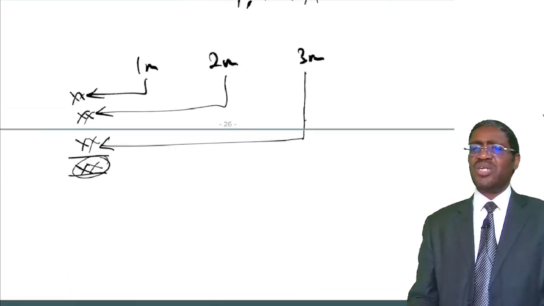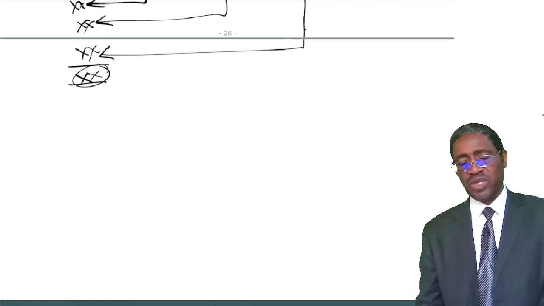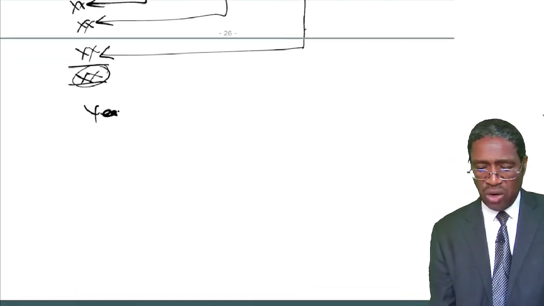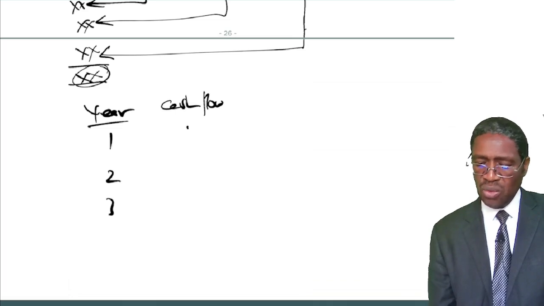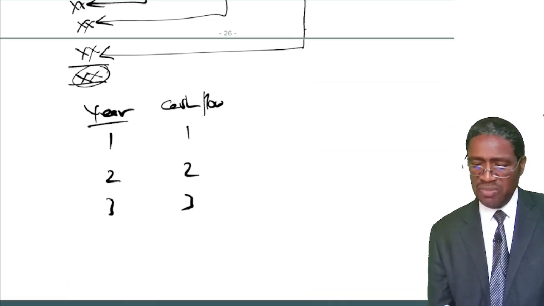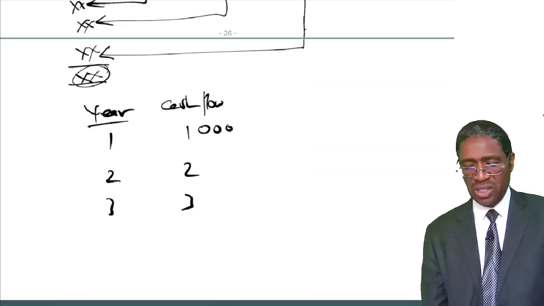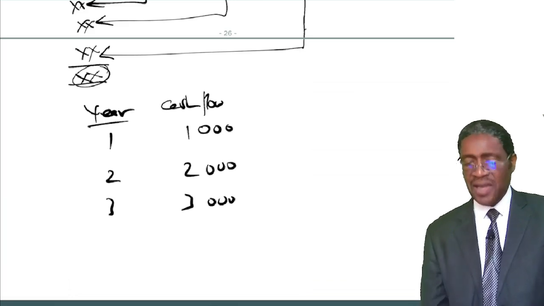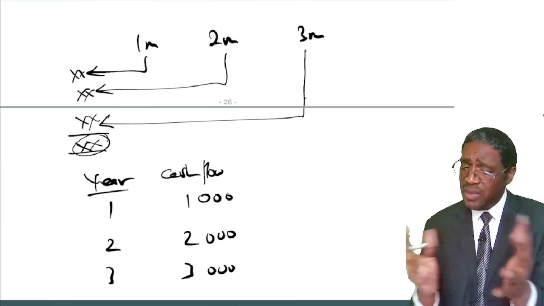Meaning, you can do this in form of a table. You need a column for year 1, year 2, year 3, and a column of the cash flows: 1 million, 2 million, 3 million. Those are the figures you want to earn in the future. Then you multiply that. The formula is the same. We want to get the present value.